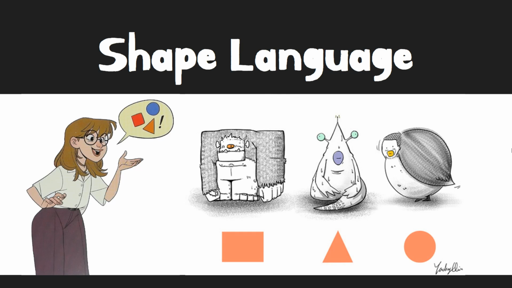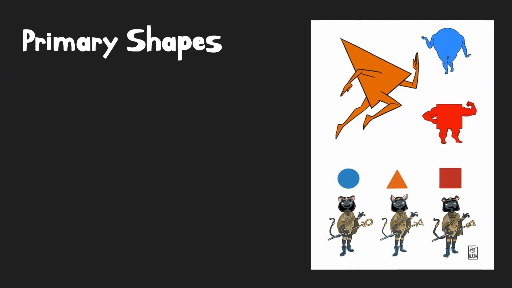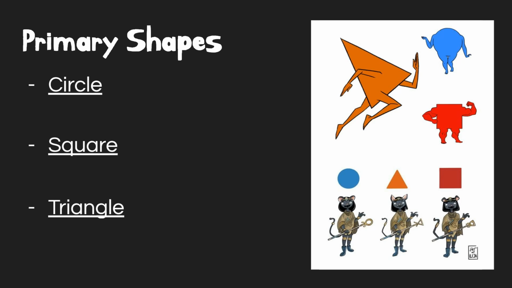Now, simply put, shape language is using shape to communicate meaning. Different shapes provoke different reactions within us, causing us to associate things we see with certain feelings or meanings. Now, there are three primary shapes, just as there are three primary colors. The primary shapes are the circle, the square, and the triangle.